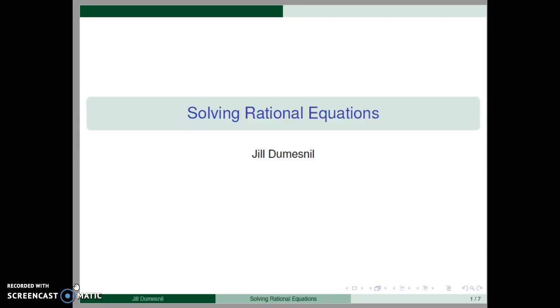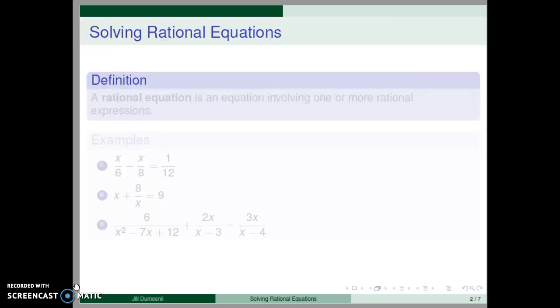This video discusses solving rational equations. We present a procedural outline for solving these equations and then illustrate with 4 specific examples. Let's first consider a definition.